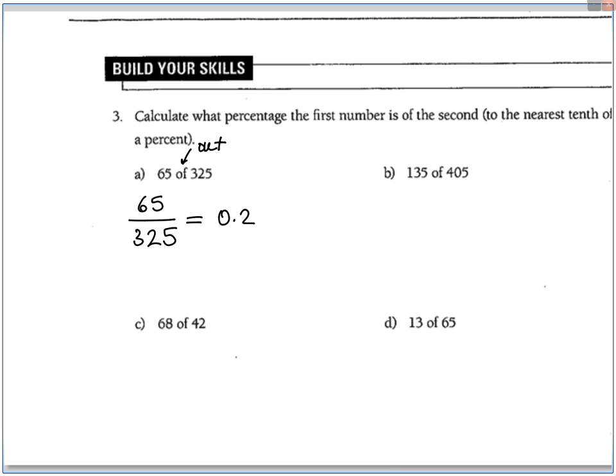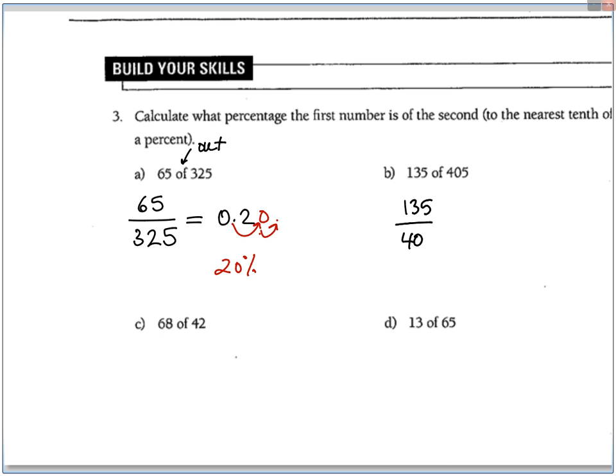Now we slide the decimal to the right rather than to the left. Okay, so 0.2. Slide the decimal once, slide the decimal twice. Now the decimal's there, so this is 20%.